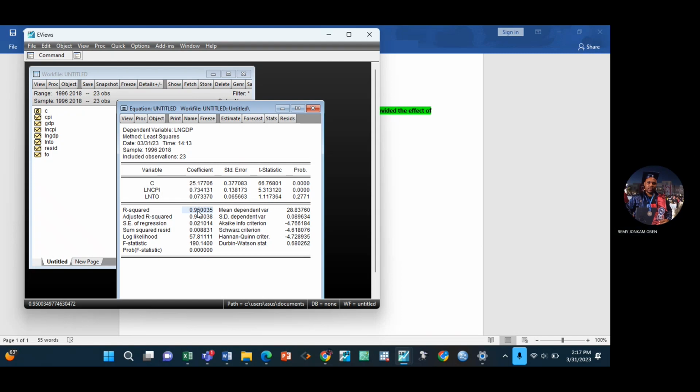Now, check the difference between R squared and adjusted R squared. If the difference is really big, it means that regressor which you have added is useless. It has no explanatory power on the dependent variable. Take it out. But if they are quite close to each other, then it means the regressor is useful, right? So in this case, 0.95 and 0.94 are close to each other. So it means trade openness is not a bad variable.